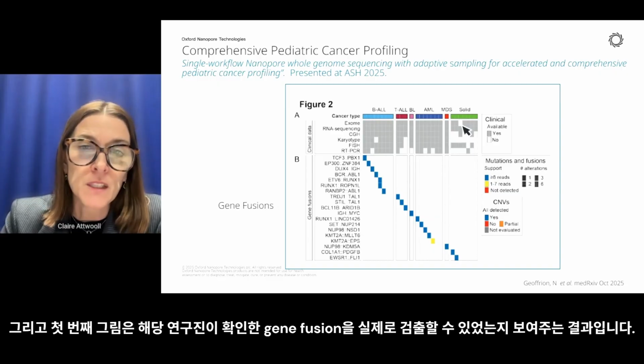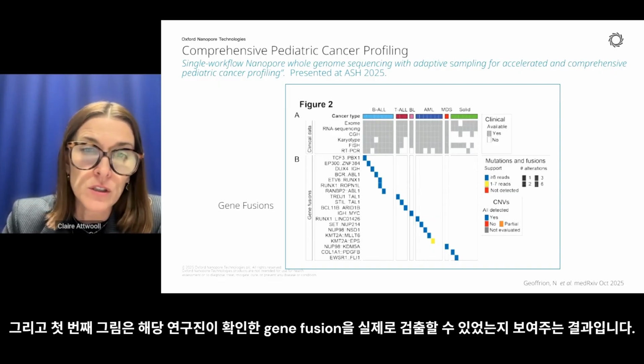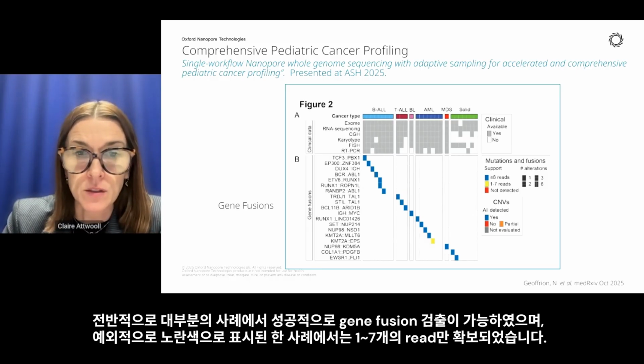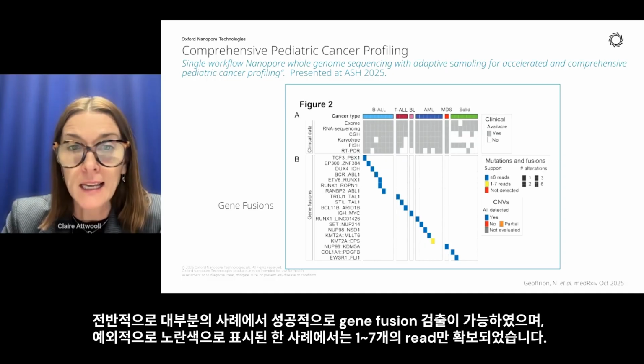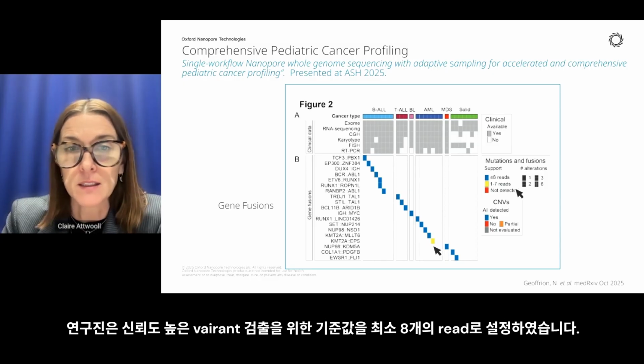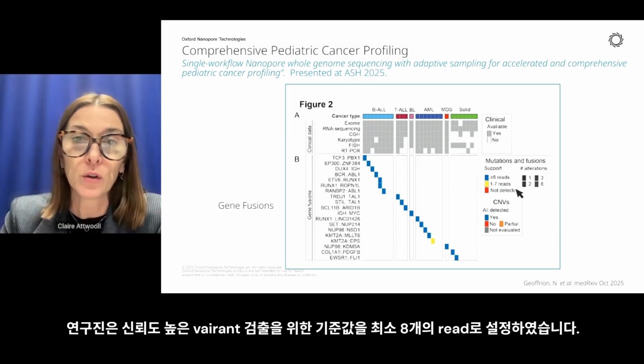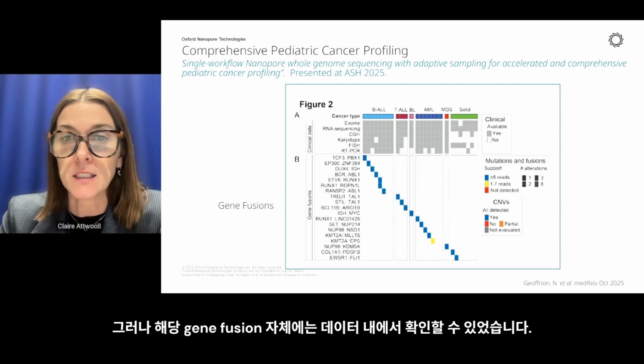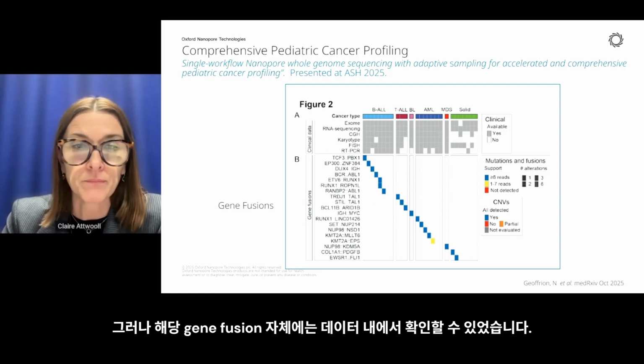And then this first figure just shows, were they able to detect the gene fusions where they had found them? And the answer was generally yes. There was one example here in yellow where they only had 1 to 7 reads, and they set 8 as their cutoff for a confident call. But they did see the fusion in their data.